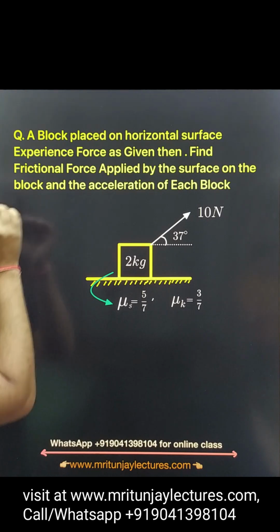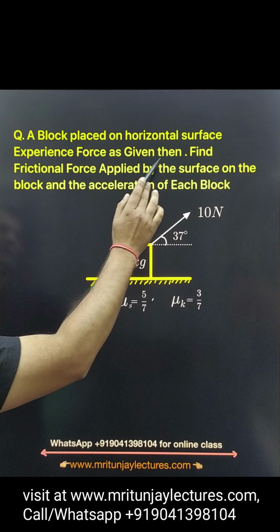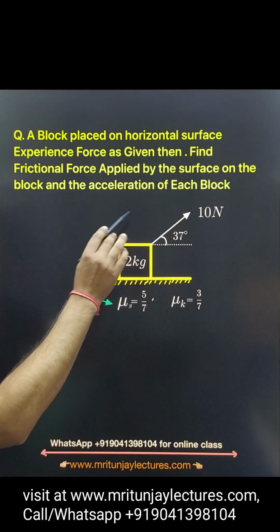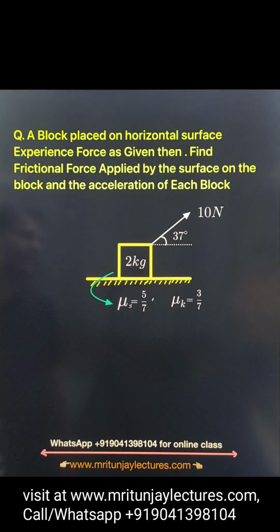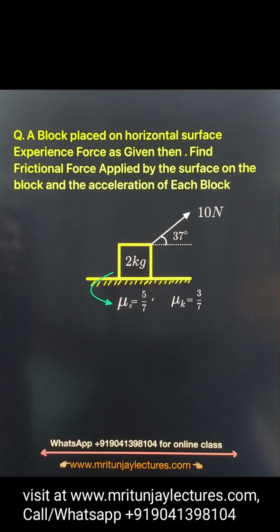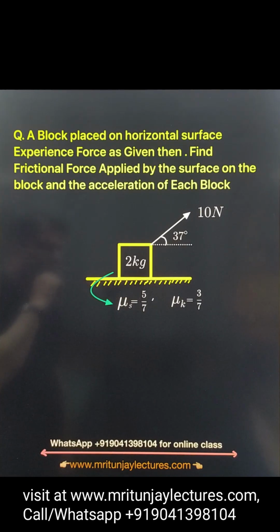Now, question of the day. According to the question, a block placed on a horizontal surface experiences a force as given. Then find the frictional force applied by the surface on the block and the acceleration of the block. Okay, so basically our motto is to determine the acceleration of the block and the frictional force applied by the surface on the block. So how can we determine it?